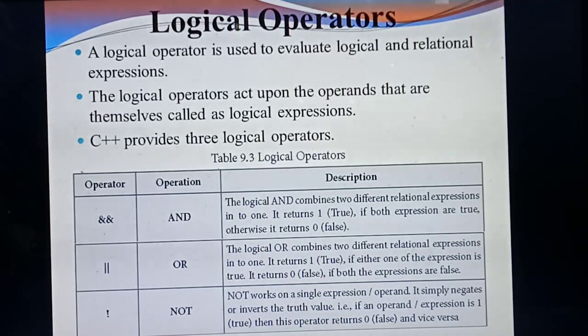There are three logical operators. Just as I said, there are three fundamental logic gates, here also there are three logical operators: AND, OR and NOT. You have already studied thoroughly the AND gate, OR gate and NOT gate. This is the symbol for AND, two ampersand symbols. These symbols are very, very important. This is the symbol for OR, the pipe operator. This is the symbol for NOT.